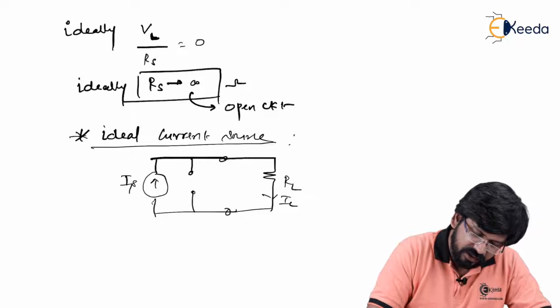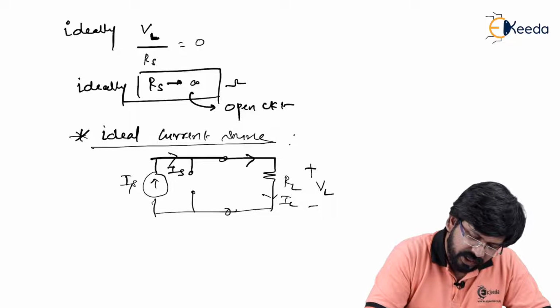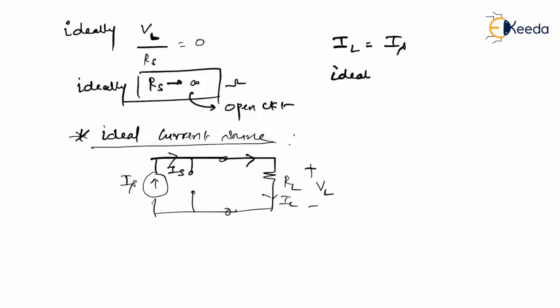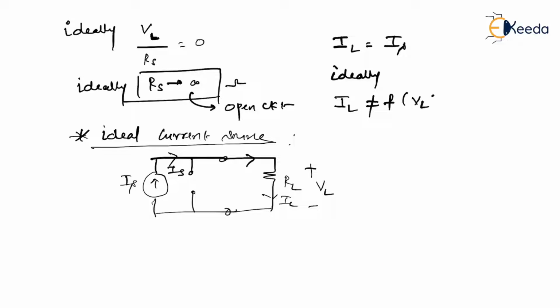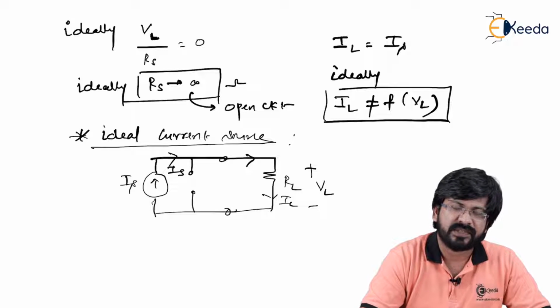This is IL. Drop across this is VL. Now you can clearly see whatever current Is it is sourcing, it is going through RL. So I can see clearly that IL is simply Is, meaning that ideally IL is not a function of VL. But as we have seen, practically IL is a function of VL, because of which now we are facing a drop. I'm sure you have understood these ideal sources and practical sources. Thank you.